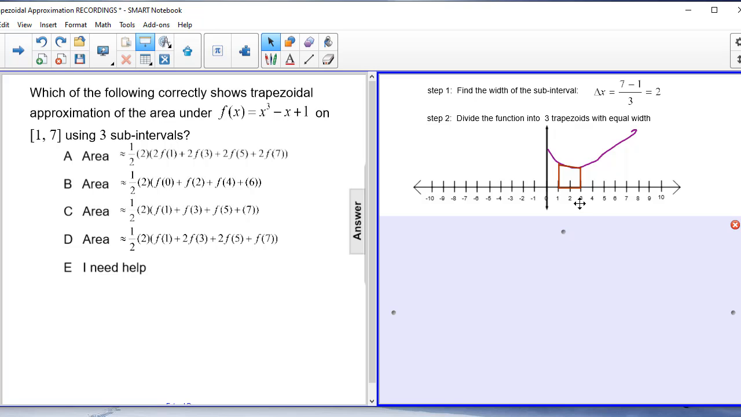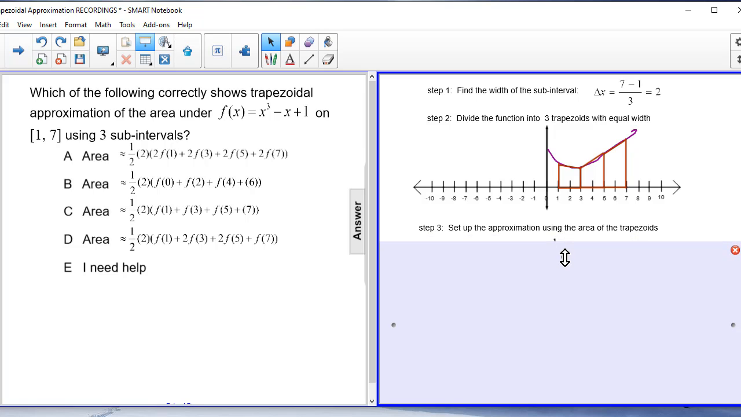Our second trapezoid starts at 3 and goes over to 5, so it also has an interval width of 2. And our third and final trapezoid starts at 5 and ends at 7. So there are 3 trapezoids, each with an interval width of 2. And notice the interval goes from 1 through 7.